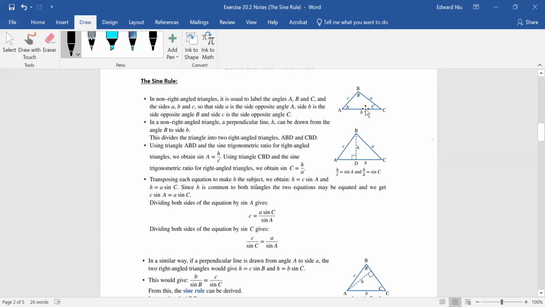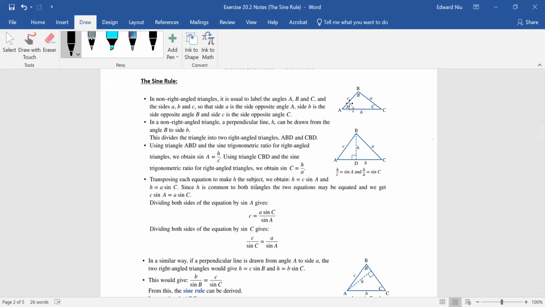Now, what you notice is there's 3 sides, all with lowercase letters, c, a, and b. Just take a moment and see if you can find the relationship between the two. Cool. So hopefully you have identified that little b is on the opposite side of capital B, which is the angle of B. And then little c is on the opposite side of angle capital C. And then little a is on the opposite side of capital A.